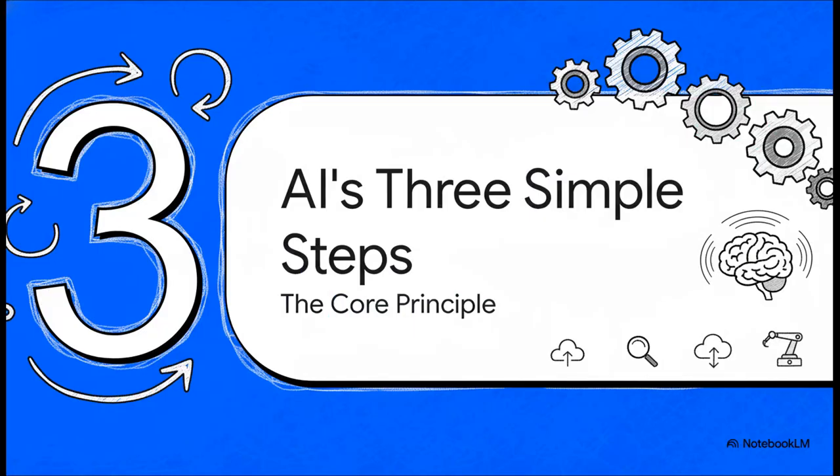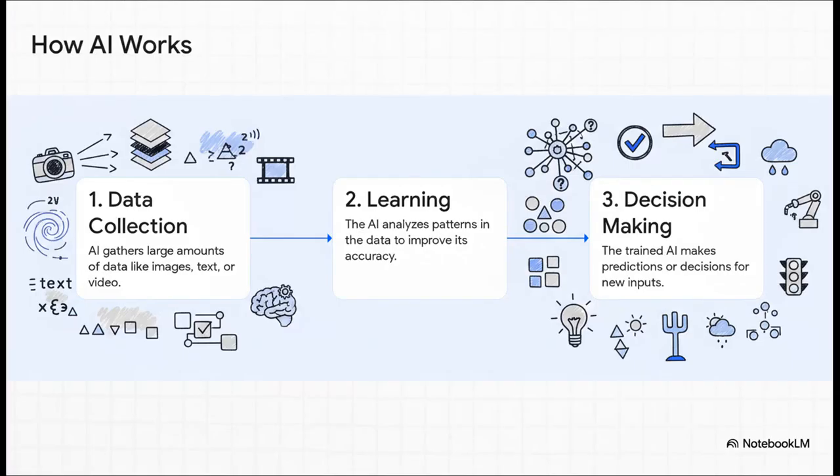Now, I know this all sounds super complicated, right? Like some kind of genius level stuff. But honestly, the basic idea behind how most AI works, you can boil it down to just three surprisingly simple steps. It really just comes down to this. First, it gathers data, and I mean a ton of data. Second, it learns from all that data by spotting patterns. And third, it uses what it learned to make a decision. That's it. Let's actually see what that looks like.